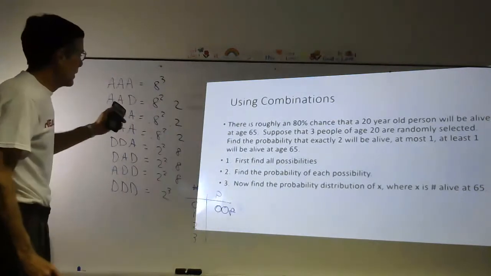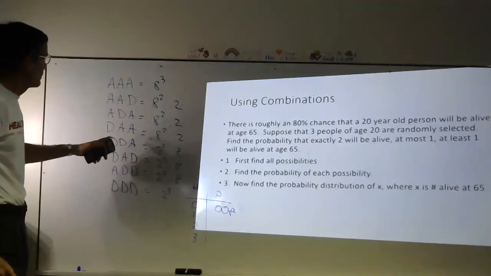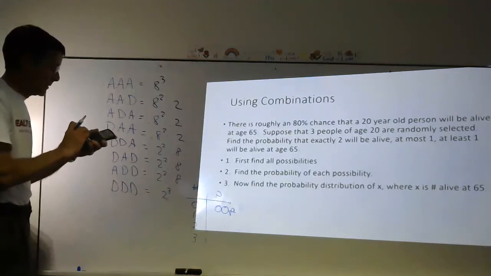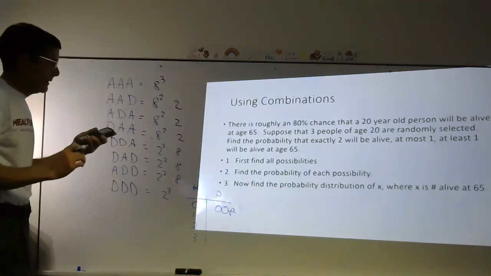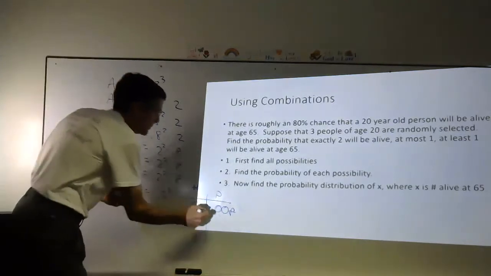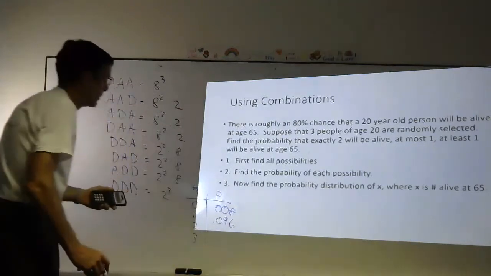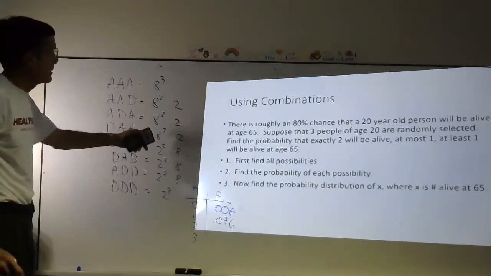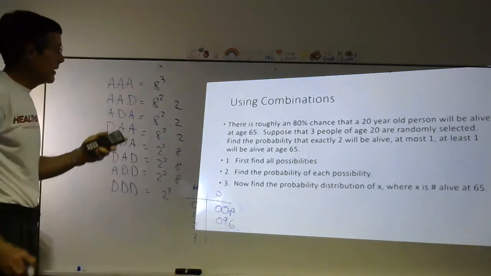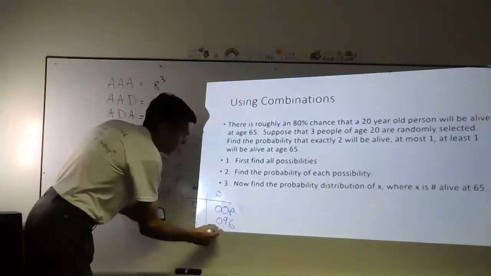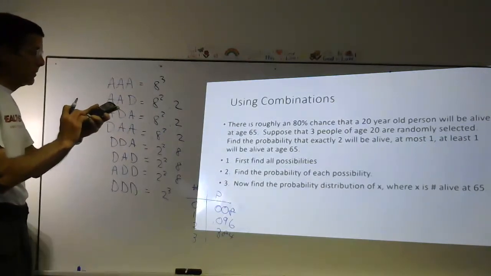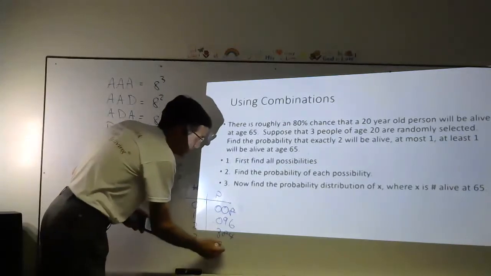Okay, how about 1 alive? 1 alive happens right here. So I have 0.2 squared times 0.8. And then I've got to take that times 3 because there's 3 of those. And I get 0.096. What about 2 alive? 2 alive is right here. So I've got to take 0.8 squared times 0.2 and then times 3 because there's 3 of those. 0.384. And then finally, what about all 3 alive? 0.8 cubed. And I get 0.512.